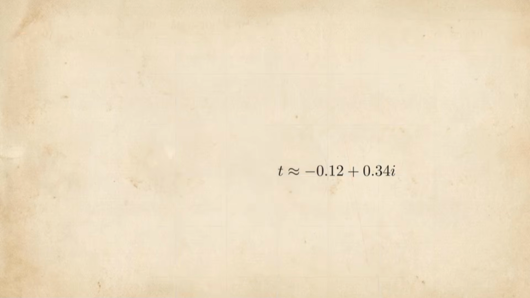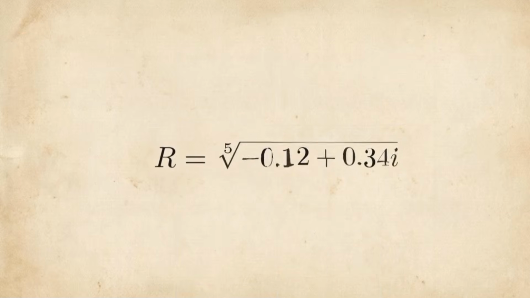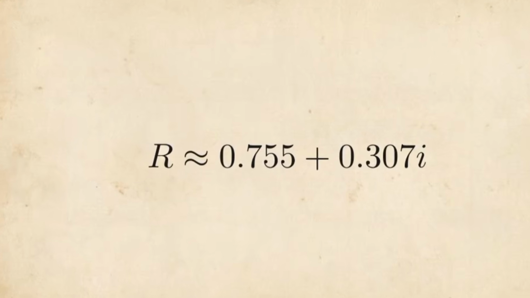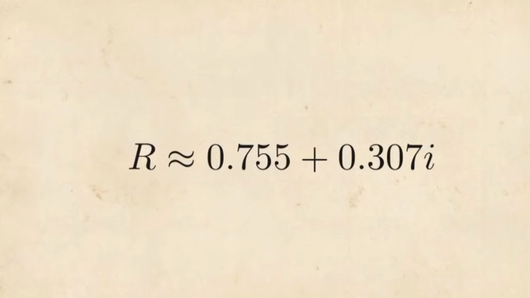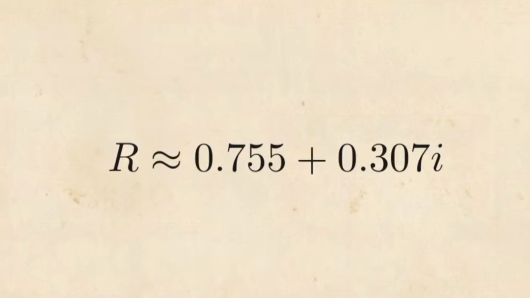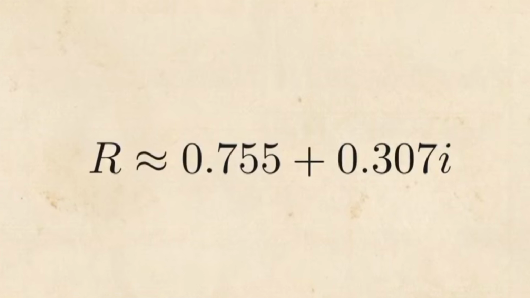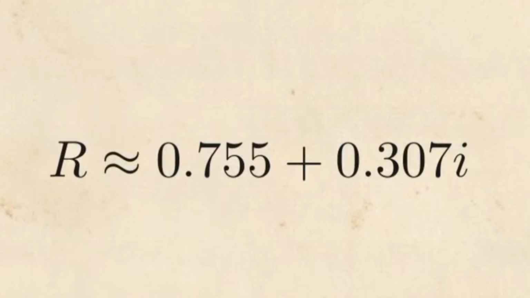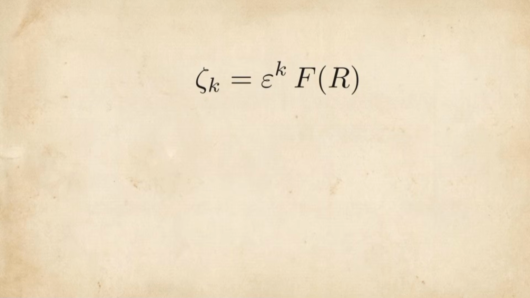Recall that t is the fifth power of the continued fraction r. We extract the principal fifth root of t to determine the value of r. This provides the concrete, evaluated Rogers-Ramanujan parameter needed for the final roots. Algorithmic computation and modular theory have effectively cleared a barrier that stood for centuries. We now use the calculated value of r in the final root formula for zeta sub k.